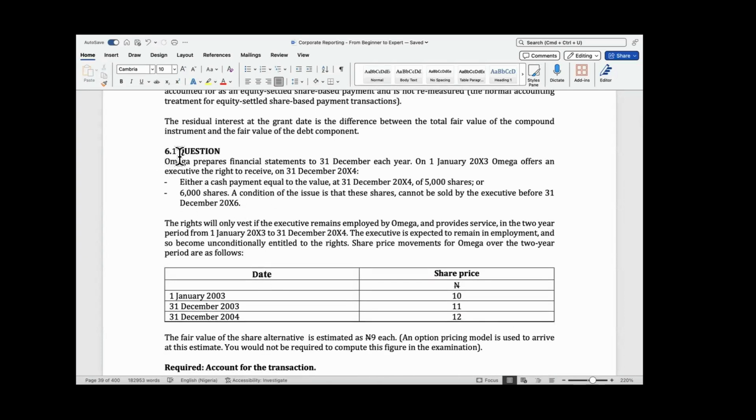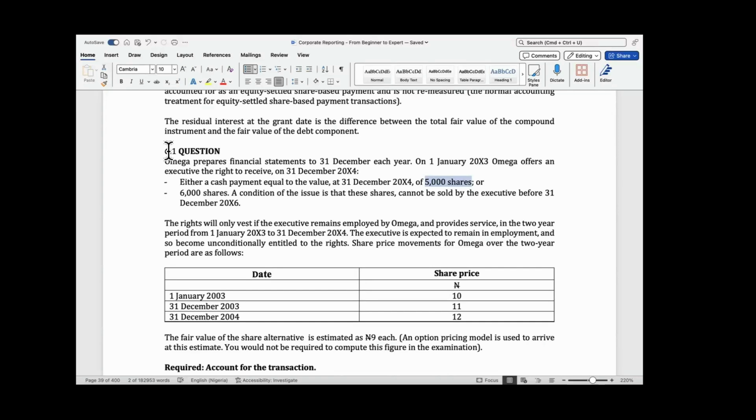It says that Omega prepares financial statements 31st December each year. On 4th January 2003, Omega offers an executive the right to receive on 31st December 2004 either a cash payment equal to the value at 31st December 2004 of 5,000 shares or 6,000 shares. A condition of the issue is that these shares cannot be sold by the executive before 31st December 2006.